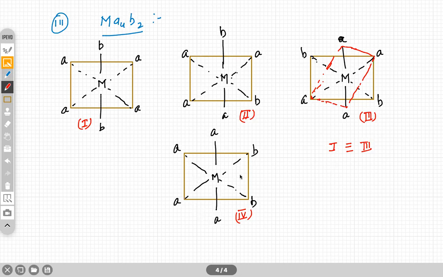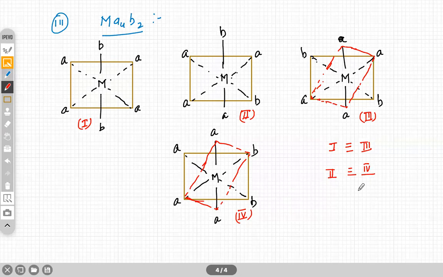So we can easily draw this square hypothetically. We can think of this square, which contains 3A at the corner and 1B here at the corner. It means this second and fourth are also the similar structure. This is one of the ways to identify whether the given structures are identical or different structures.